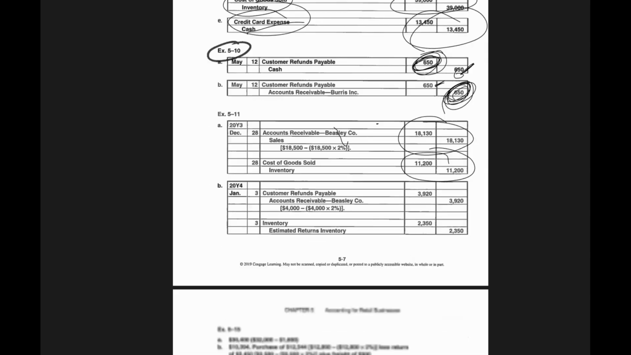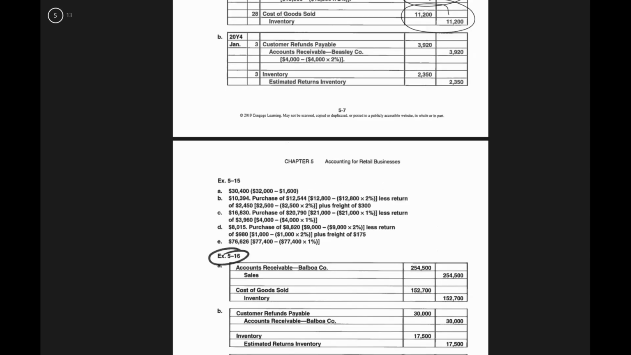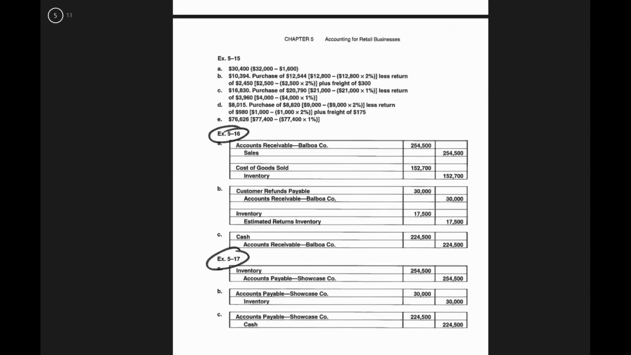All right, we're going to skip over 11, even though we did half of it. And then number 16. Showcase, a furniture wholesaler, sells merchandise to Balboa on account for $254,500. Terms net 30. Cost of goods sold $152,700. Showcase issues a credit memo for $30,000 for merchandise returned prior to Balboa paying the original invoice. The cost of the merchandise is $17,500.